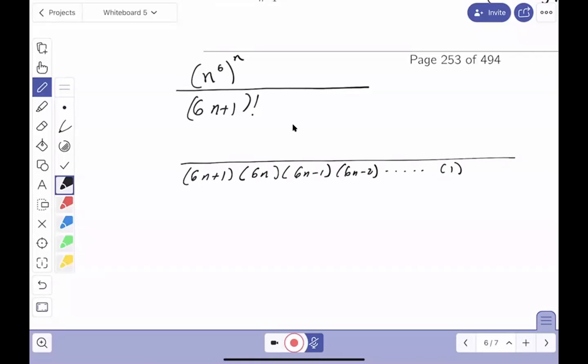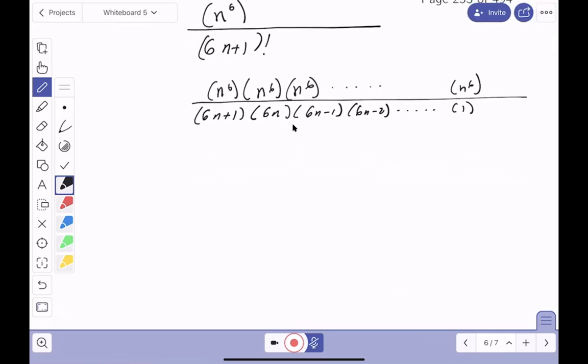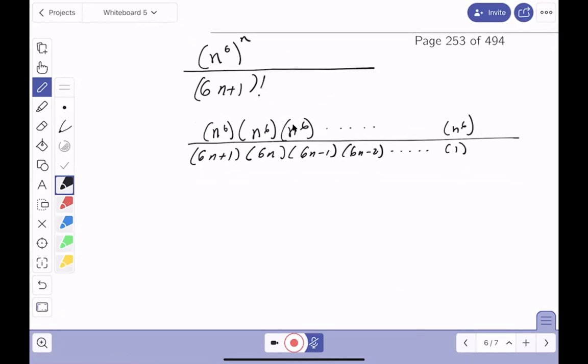So let's see. Upper minus lower plus 1. You got this here over here, right? So we count them up. There's a lot of factors there, right? And what do you get over here? There'd be n to the 6, yada, yada, yada. But what would the last factor be? n to the 6, right? You got something crazy to analyze. How many factors do you got there? Well, you got n factors there. What do you got on bottom?